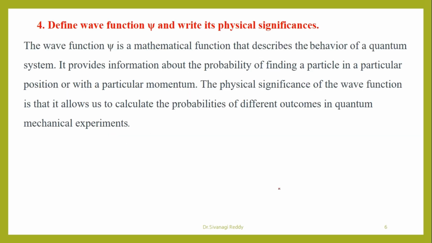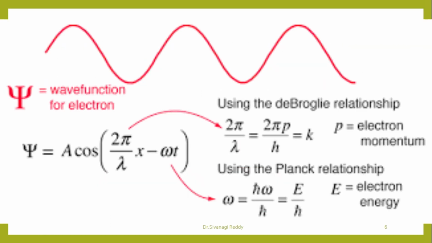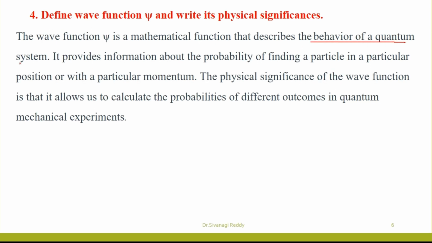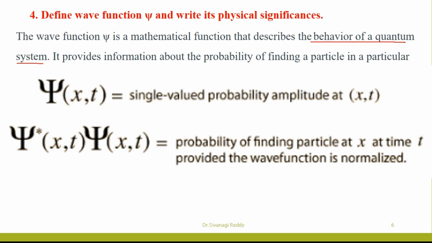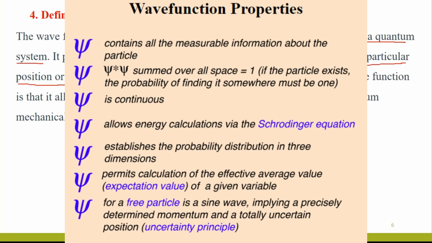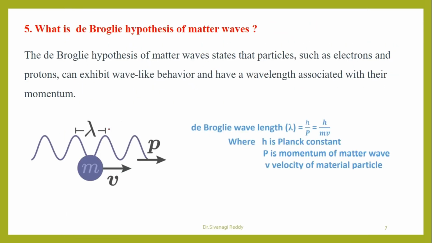Then define wave function and write its physical significance. By using wave function we can extract all the information related to the system. Wave function is a mathematical function that describes the behavior of a quantum system. It provides the information about the probability of finding the particle at a particular position or with a particular momentum. The physical significance of wave function is that it allows us to calculate the probabilities of different outcomes in quantum mechanical experiments.